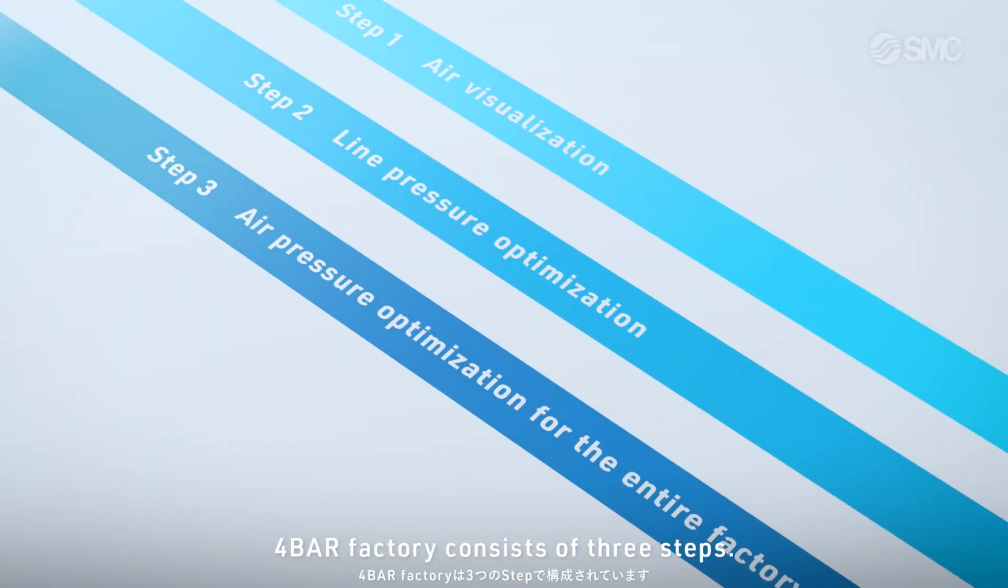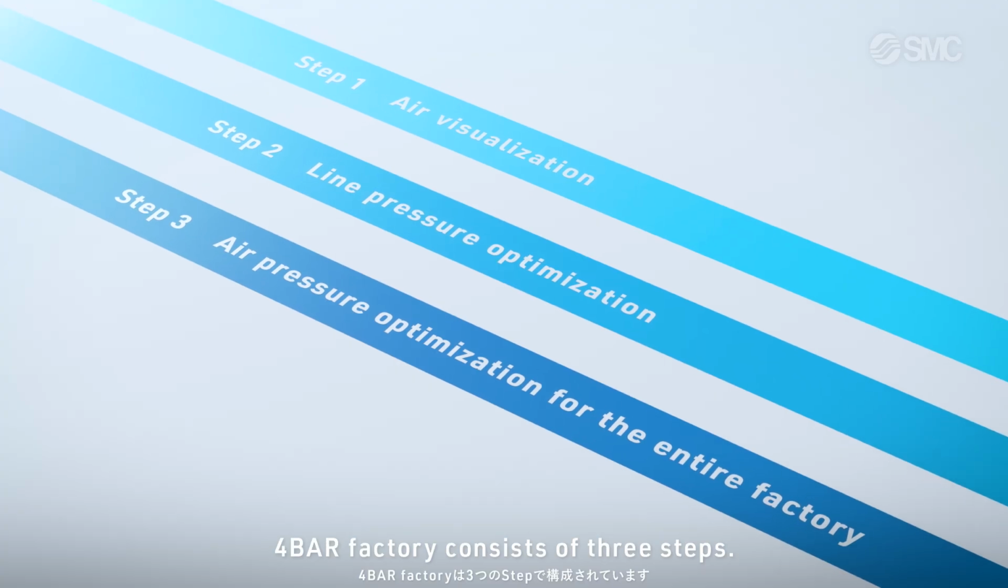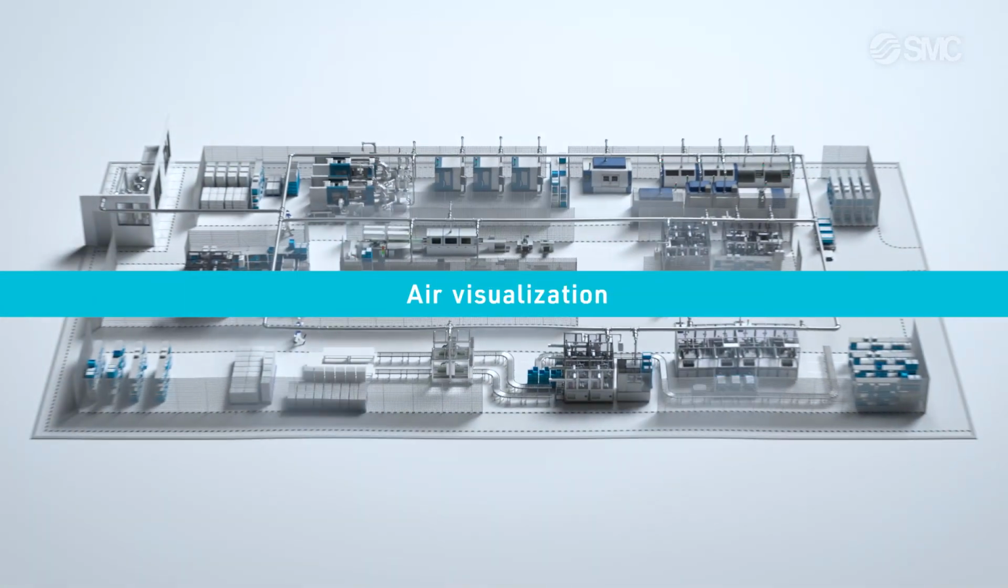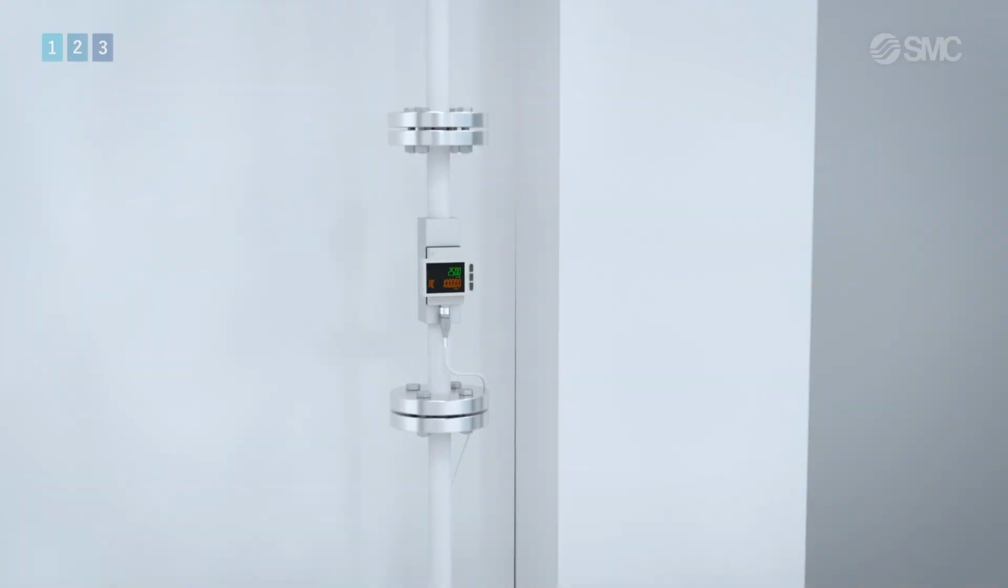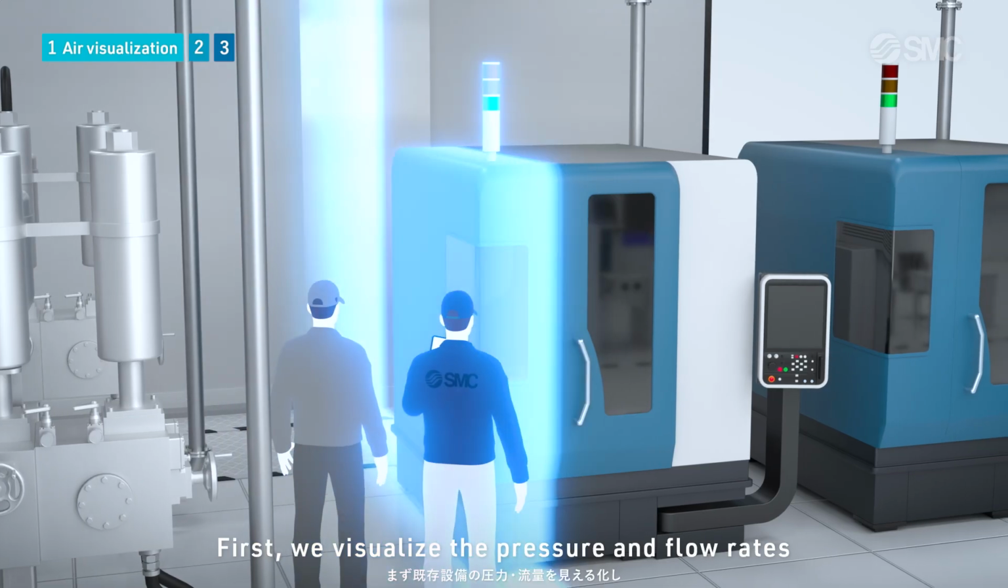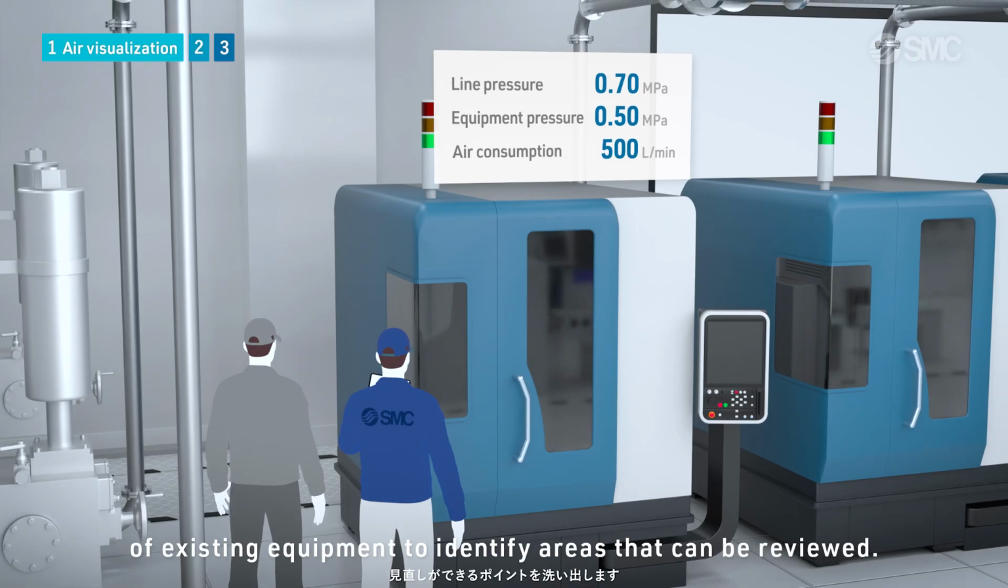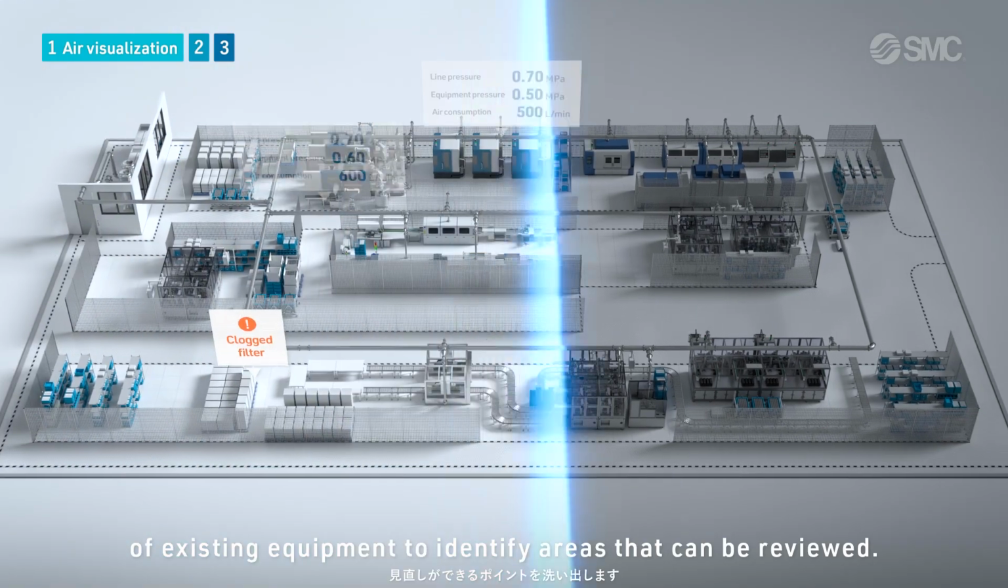4BAR Factory consists of 3 steps. Step 1. Air visualization. First, we visualize the pressure and flow rates of existing equipment to identify areas that can be reviewed.